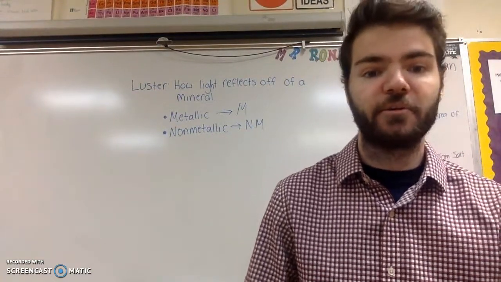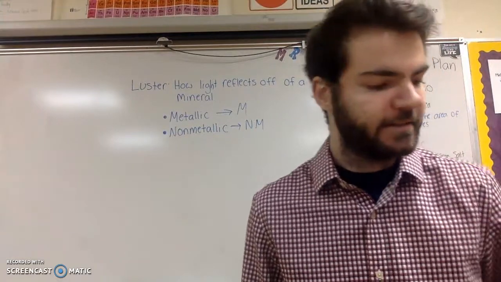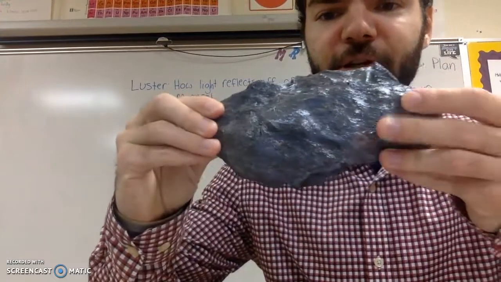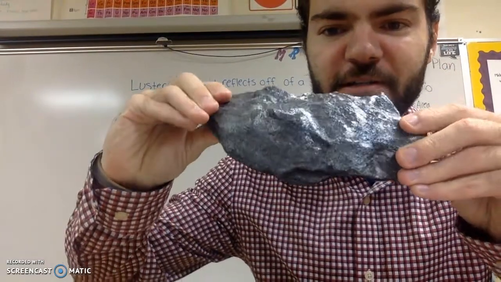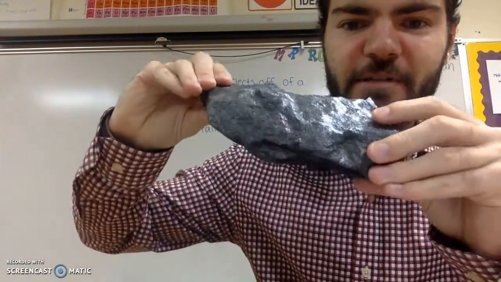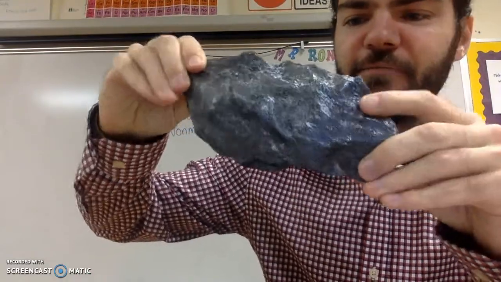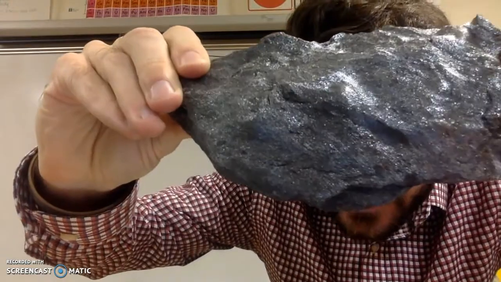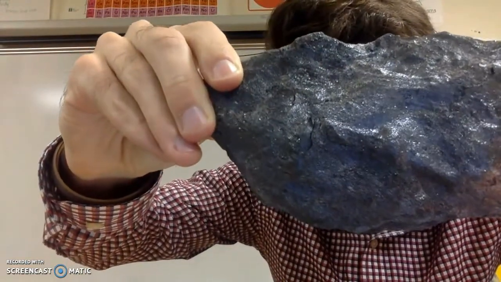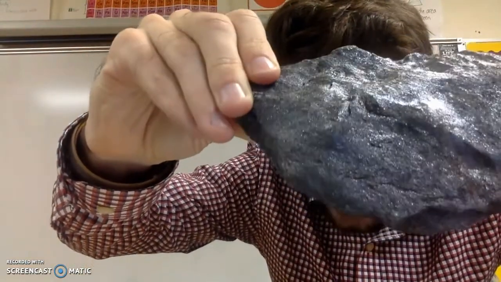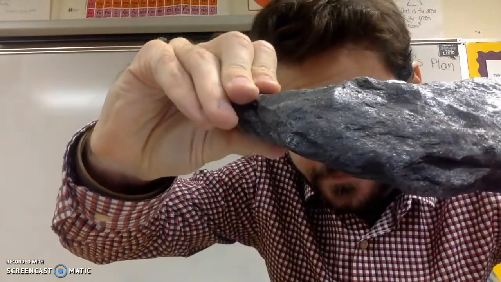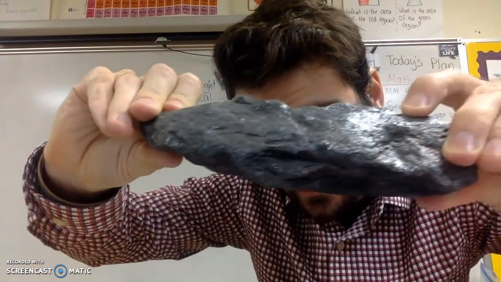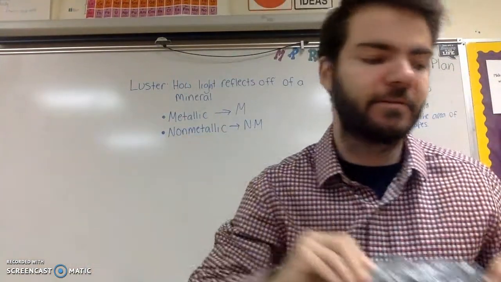All right, so one example of a metallic mineral would be this one right here. When you look at it, it's dark and silvery. You can tell that this kind of looks like metal. If you look at the crystals real close, those crystals look metallic, and how the light sheens off of it has a metallic look to it. So this would be an example of a metallic mineral.